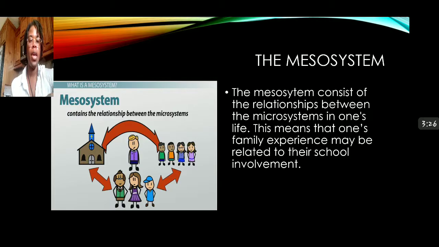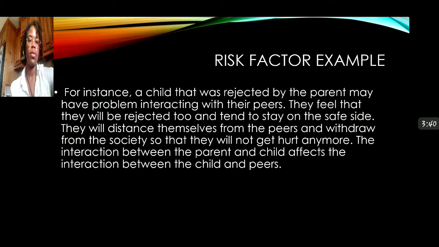The mesosystem. The mesosystem consists of the relationships between the microsystems in one's life. This means that one's family experiences may be related to their school's involvement. For instance, a child that was rejected by the parent may have problems interacting with their peers. They feel that they will be rejected too and tend to stay on the safe side. They will distance themselves from their peers and withdraw from society, so they will not get hurt anymore. The interaction between the parent and child affects the interaction between the child and their peers.